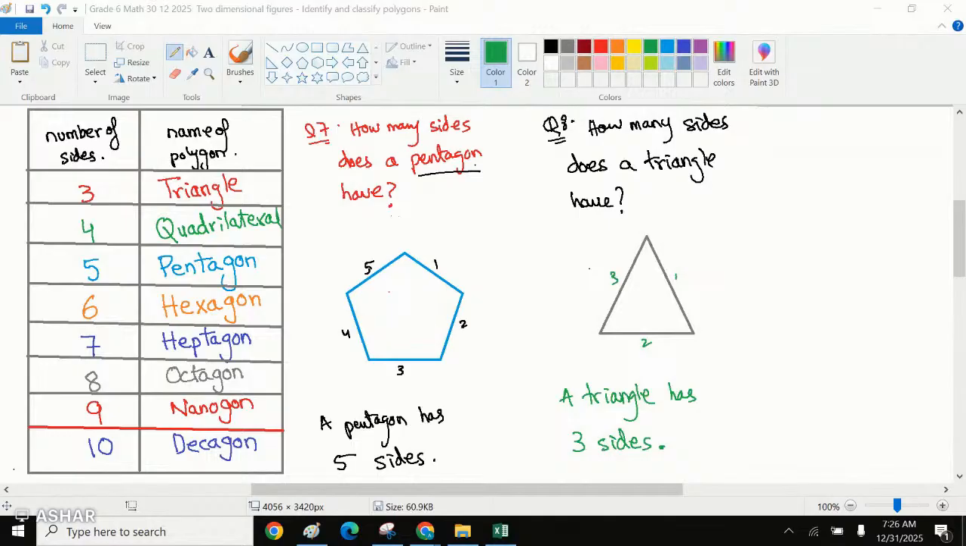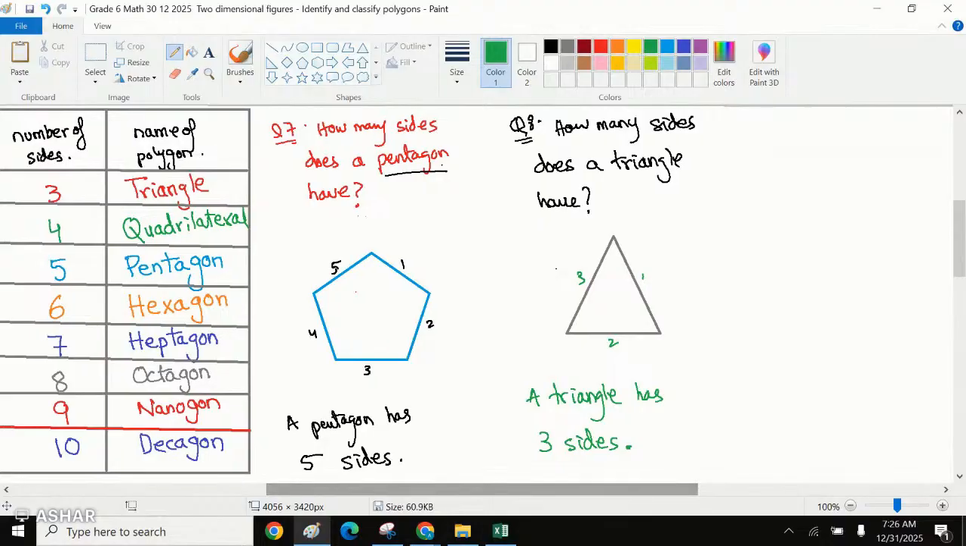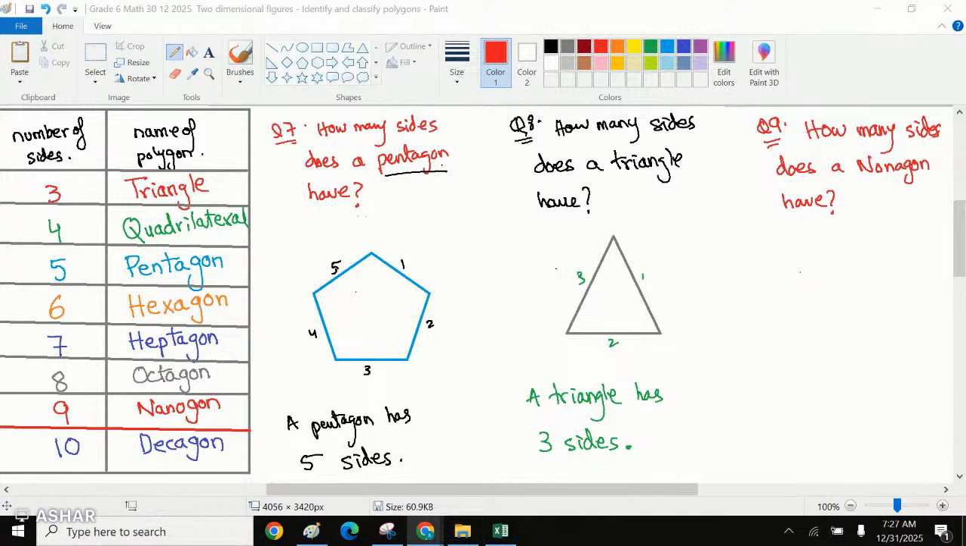Okay, let's look at the next question. Question number 9: how many sides does a nonagon have? A nonagon is a shape that has how many sides?